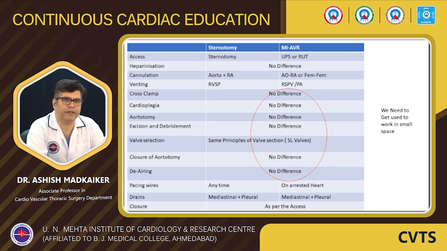In sternotomy, we saw that we will use aorta plus RA, whereas in mini, we will use either femoral, or sometimes even people prefer to use aorta and RA. When it comes to venting, we will usually follow RSPV venting in open technique, while in minimally invasive, it is RSPV, and if it is not possible, then we can do a pulmonary artery venting. However, if you see most of the other steps, like application of cross clamp, cardioplegia, aortotomy, excision and debridement, valve selection, closure of aortotomy, de-airing, there is not much difference in this procedure.